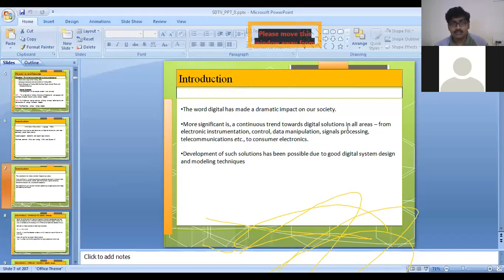Okay, from signal processing, telecommunications to consumer electronics. Even general consumer electronics such as washing machines now have digital displays and automatic controls. All these things are possible with the help of digital circuits or digital systems only. So development of such solutions has been possible due to good digital system design and good modeling techniques.